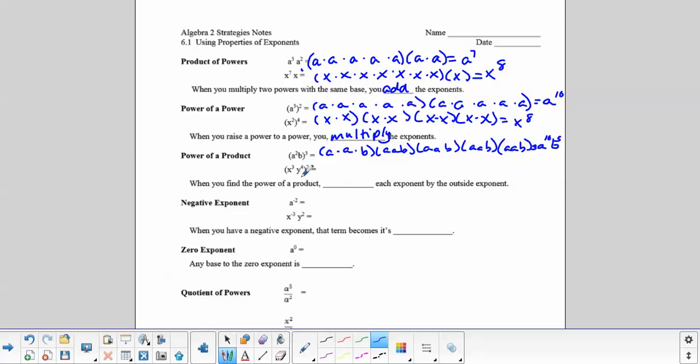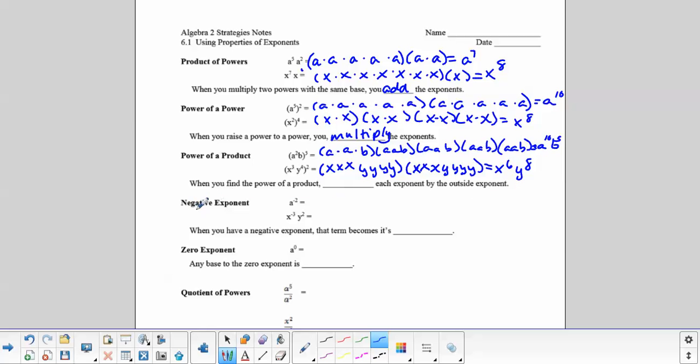Alright, next one I have x to the 3rd, y to the 4th, all squared. So x to the 3rd is x, x, x. Y to the 4th is y, y, y, y. And then that's squared, so it's multiplied by itself. X, x, x, y, y, y, y. So altogether I have x as a factor 6 times and y as a factor 8 times.